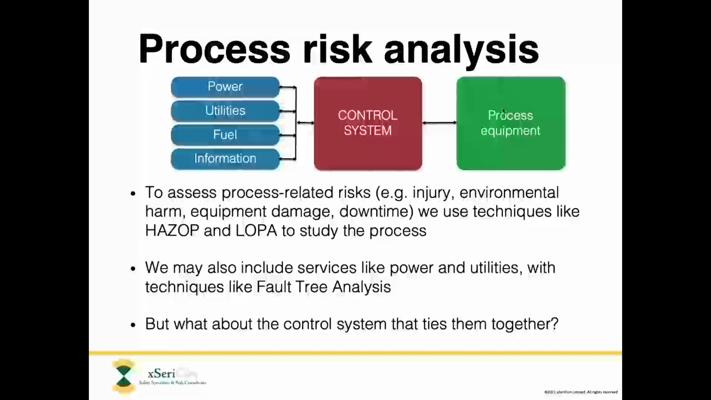We will also potentially look at issues relating to, for example, power loss or utility failures, as you can see in the blue boxes, and that might be more appropriately studied by different techniques such as fault tree analysis or reliability block diagrams. But what about the part in the middle in the red box that connects them together? We tend not to look at that in so much detail, I think partly because we tend to assume, without really thinking about it, that it's fail-safe. And I'm going to show you a few examples later of why that may not be a reasonable assumption.